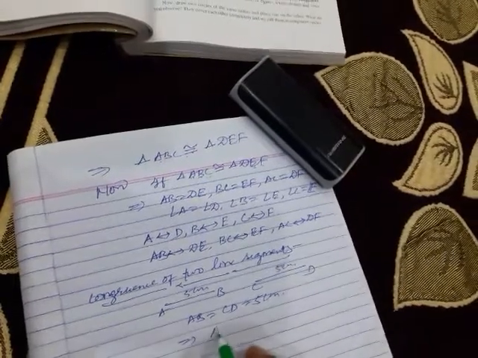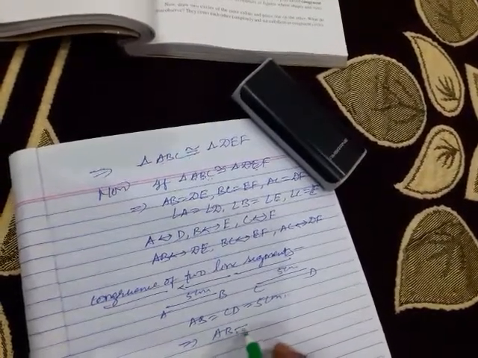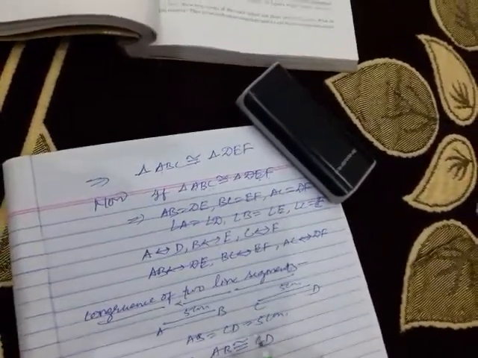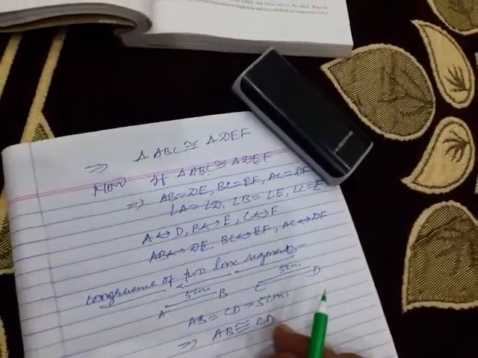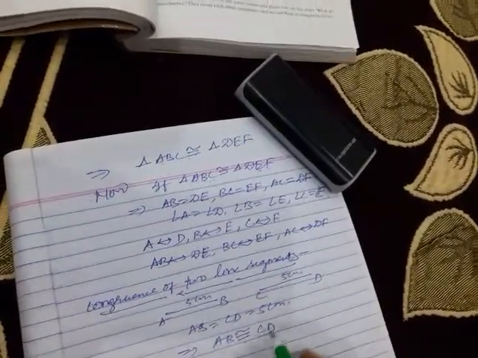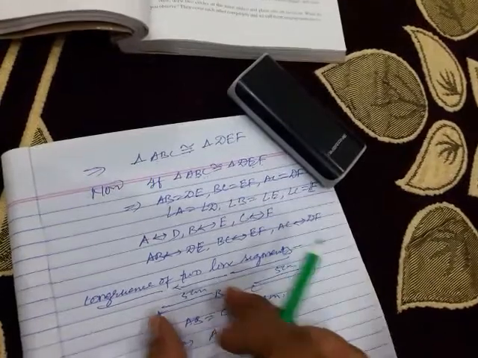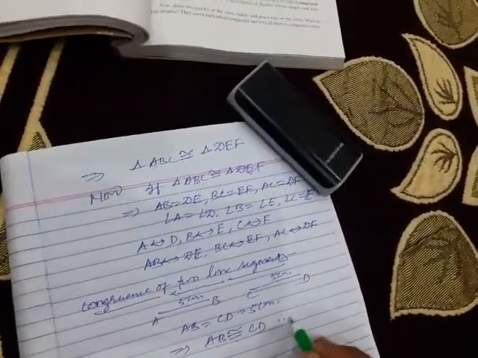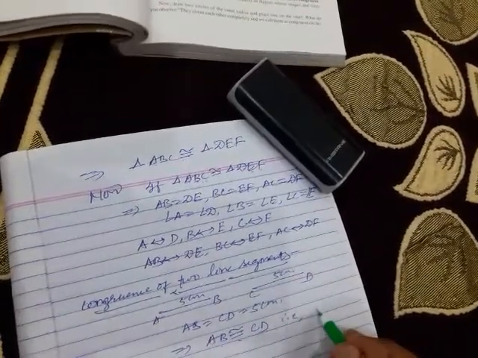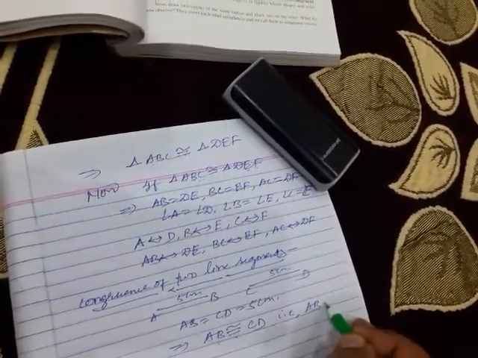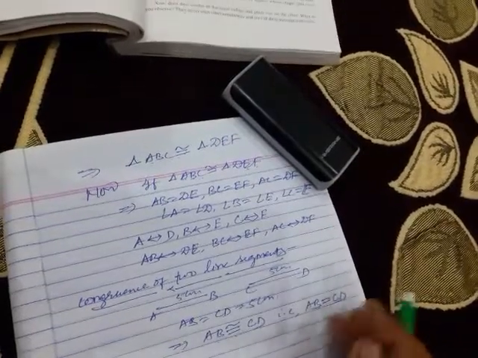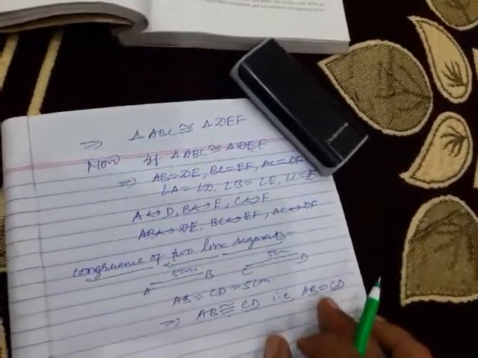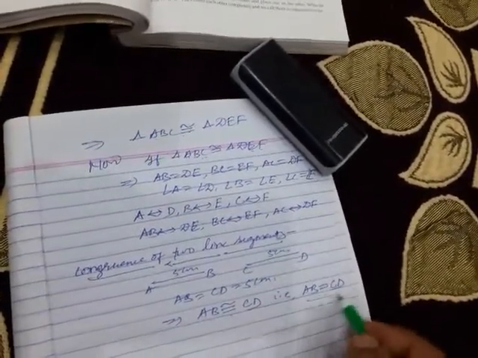Then we say that AB is congruent to CD. Generally we don't write AB congruent to CD, but it means the length of line AB is exactly equal to the length of line CD. That is prevalent: we only write AB equal to CD, and we don't use the congruence symbol for line segments.